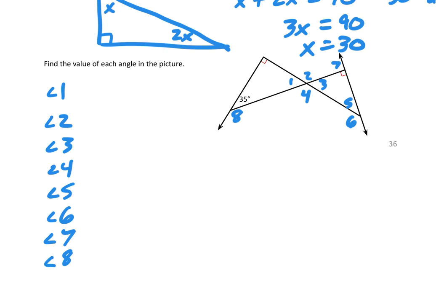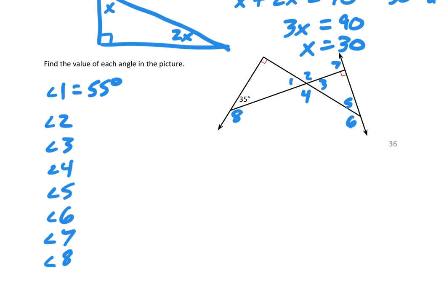So where do we want to start? Ryan, what would be a good angle to start with? Okay, angle 1. How come? Because you already have that 55, because you have the 35 and you have the 90, which means that must be equal to 1. Okay, yep. So what would we get for angle 1? 55, yep. These 2 angles here must be supplementary, so they have to add up to be 90. So 90 minus 35 would be 55. Okay, good. Angle 1's good.